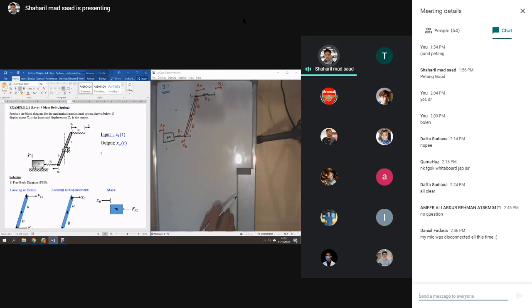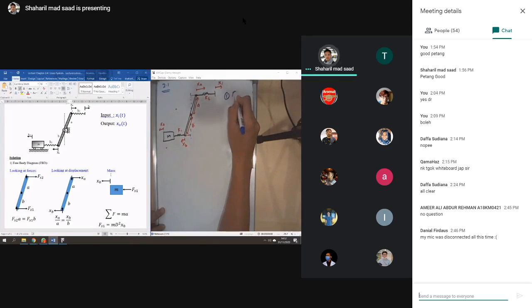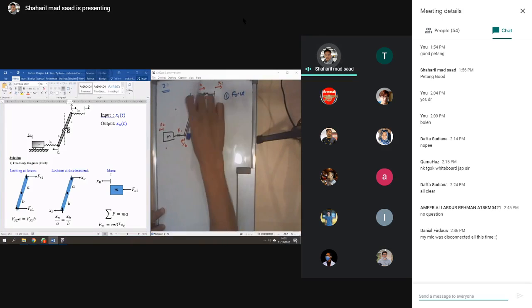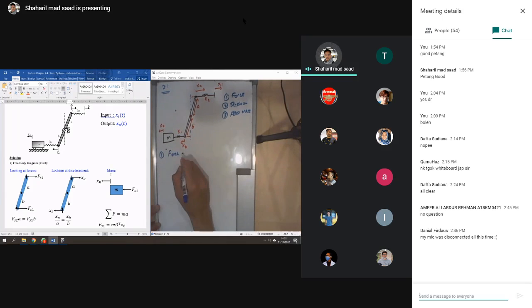Alright. So there are three parameters that you need to look at. One is the force that applies to this lever, and then the other one is looking at the displacement. And then number three, you need to draw the free body diagram for the mass. These are the three parameters that you need to look at. First of all, you need to look at the force at the lever. So we will draw this again.